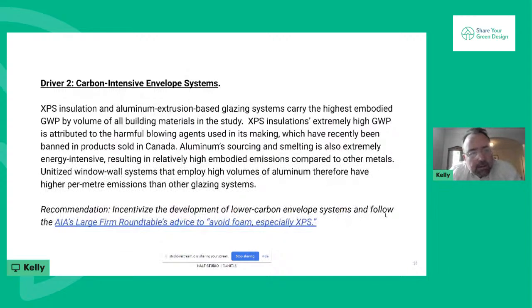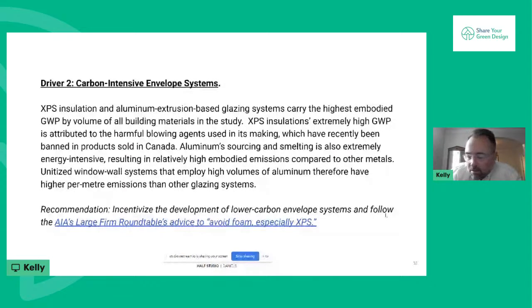And the second driver, and this is totally in the purview of architects and not structural engineers, is envelopes, so the building's envelopes. XPS insulation and aluminium extrusion-based glazing systems, so curtain wall, window wall, all that glass, all the mullions carrying that glass, carry the highest embodied carbon of all building materials in the study. XPS insulation has extremely high global warming potential, and then there's aluminum sourcing and smelting.